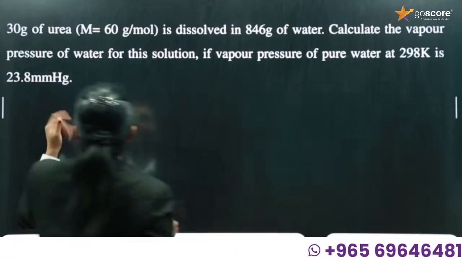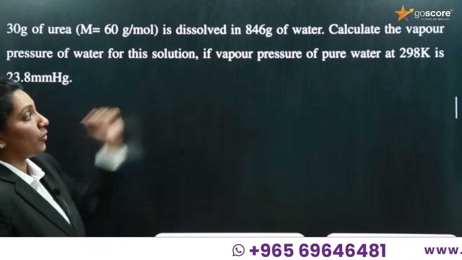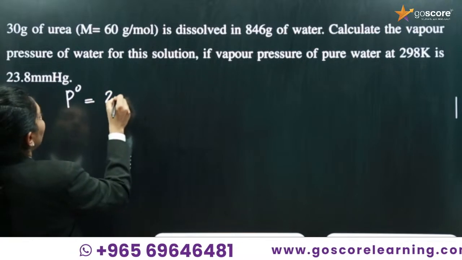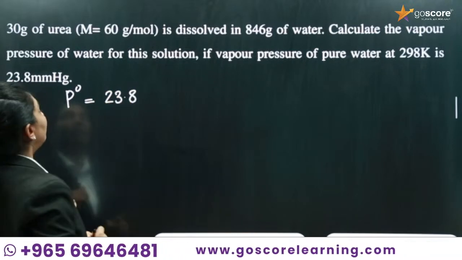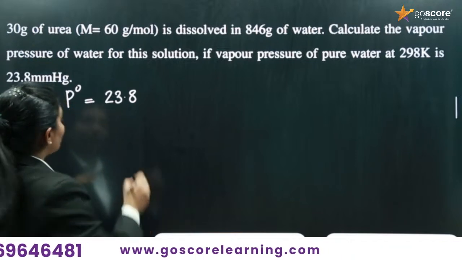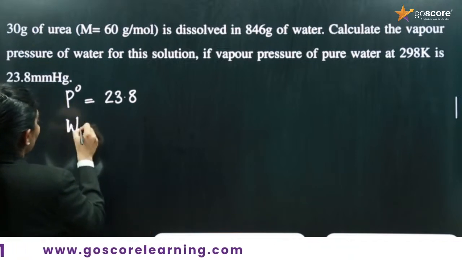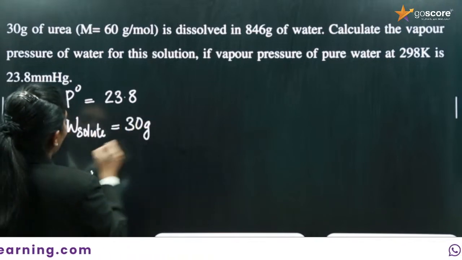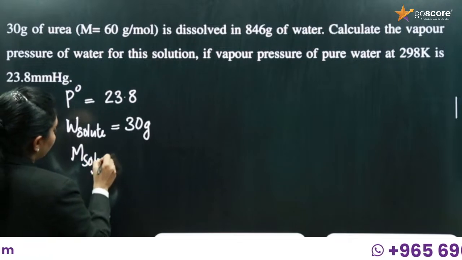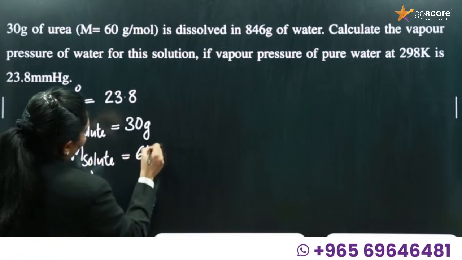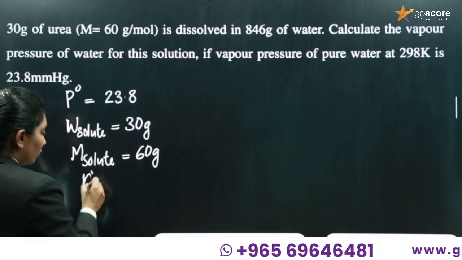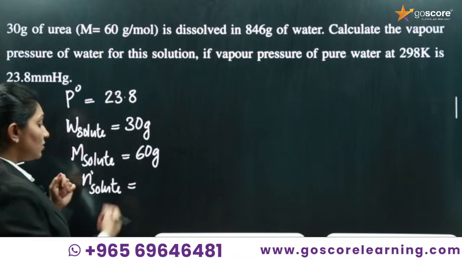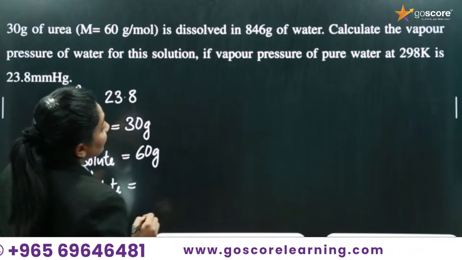Here the vapor pressure of pure water is given, that means P naught is equal to 23.8 mm Hg. The mass of solute is given as 30 gram, and the molar mass of solute is given as 60 gram. So you can calculate the number of moles of solute, right? The number of moles of solute is mass by molar mass. You can easily calculate it, and it is dissolving in water.